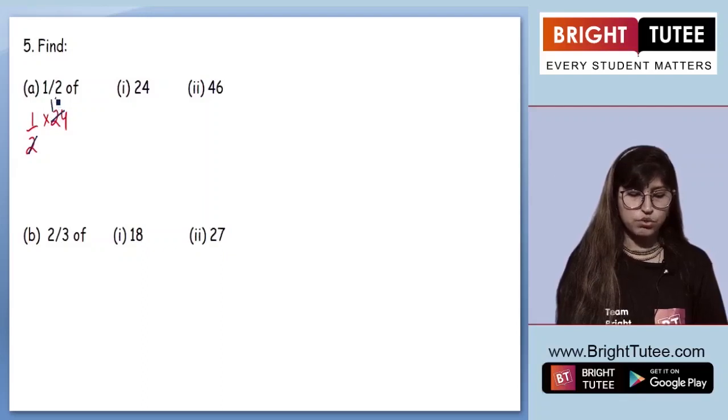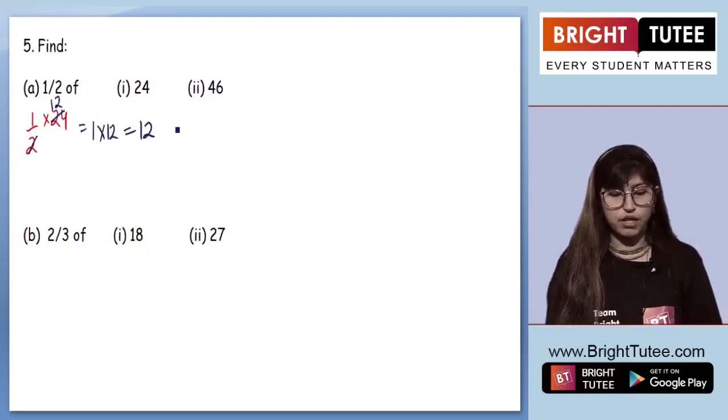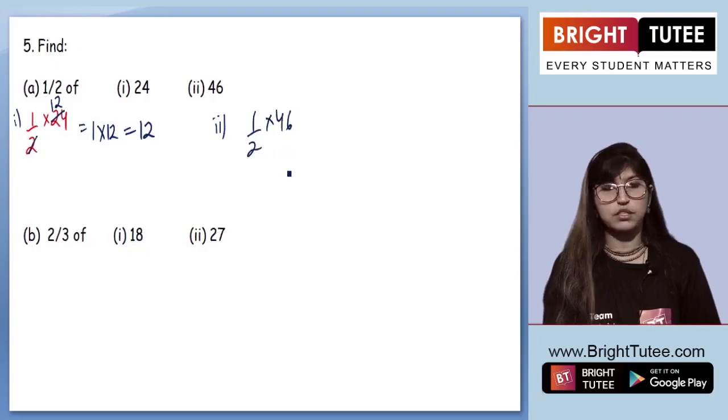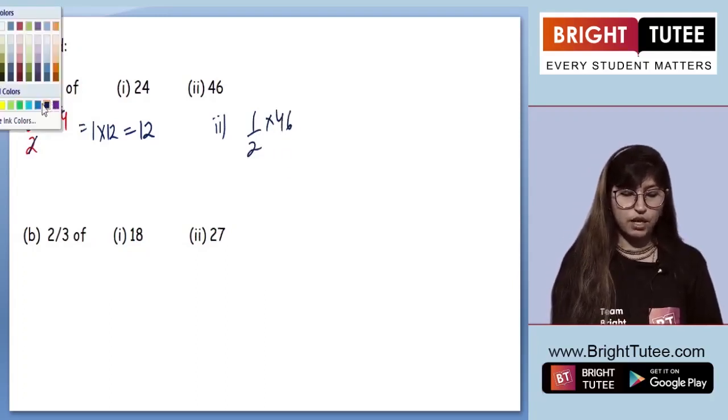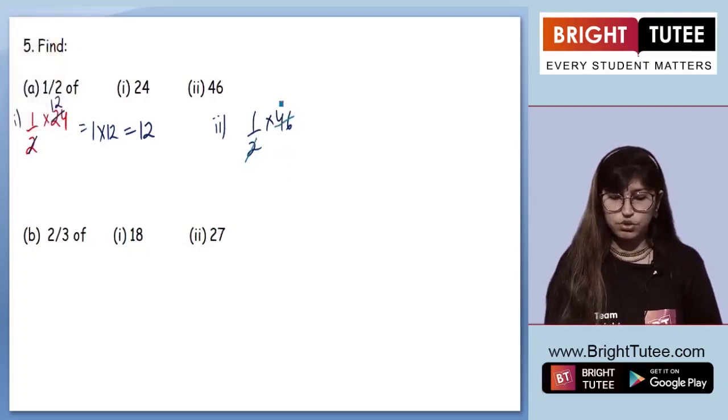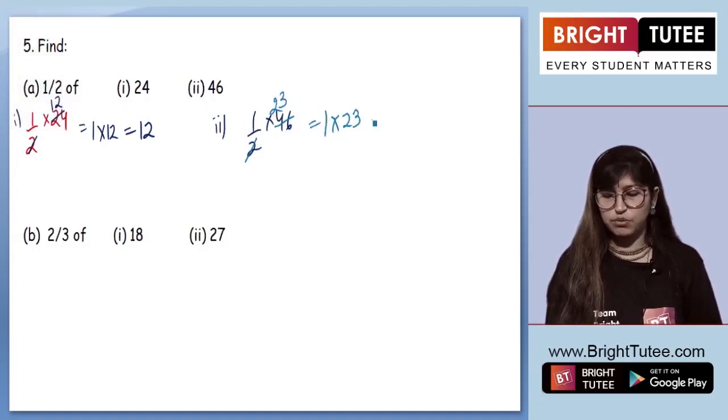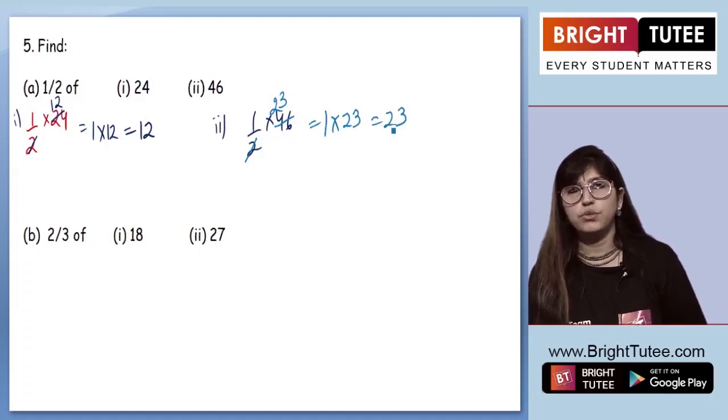2 1s are 2, 2 2s are 4. So we'll be getting 1 times 12, which will be 12. So this is the first part. Now let's move on to the second part. So half of 46. So we'll try to cancel that out. So we'll be getting 2, 2 2s are 4, 2 3s are 6. So we'll be getting 1 times 23, which will be 23.